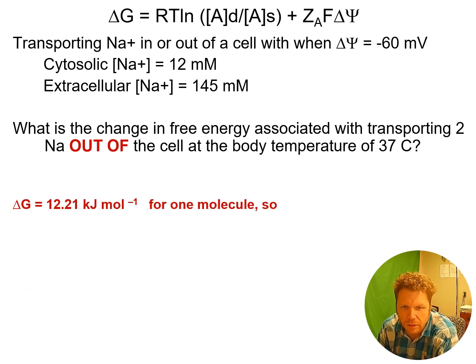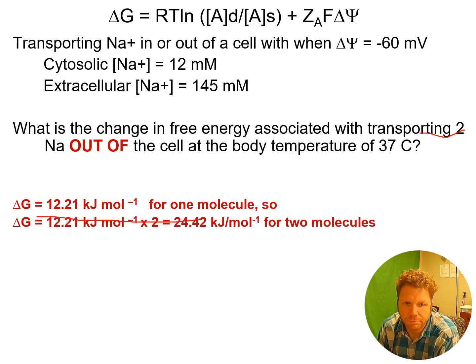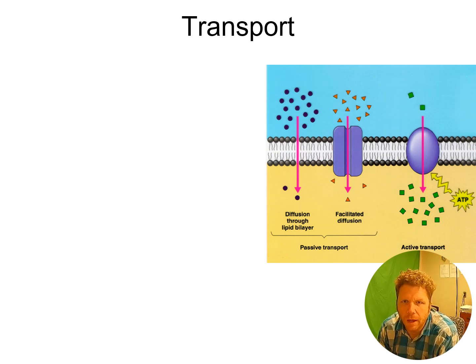Now, this goes on to say, well, this was the rate for one molecule. What if we're transporting 2 sodium out of the cell? Well, then we double it. Okay, now on to transport. So that was where we were talking about moving an ion.